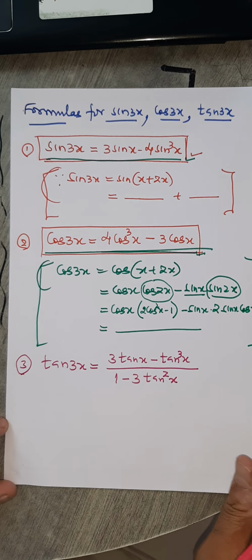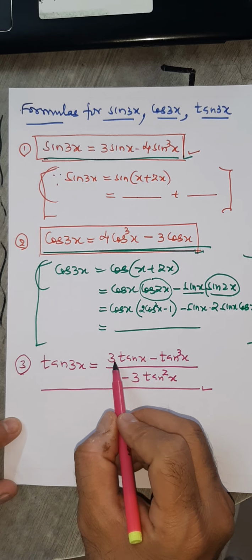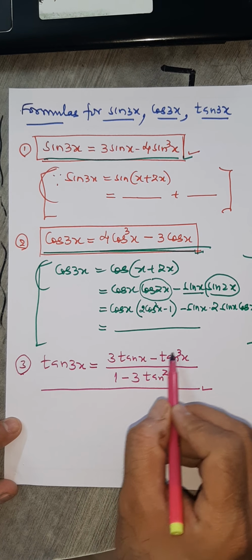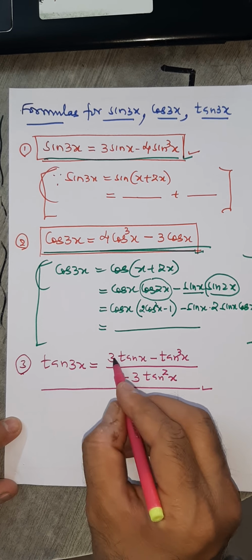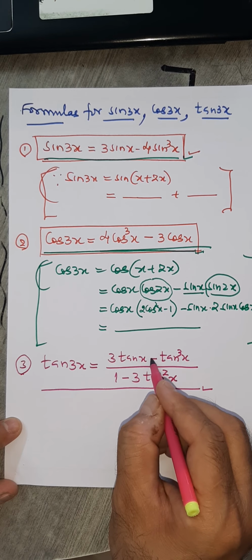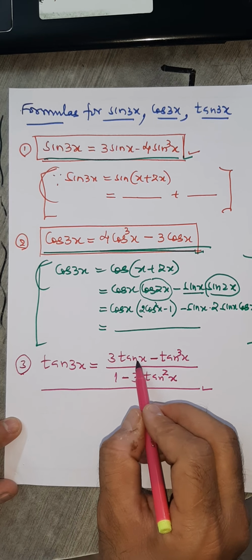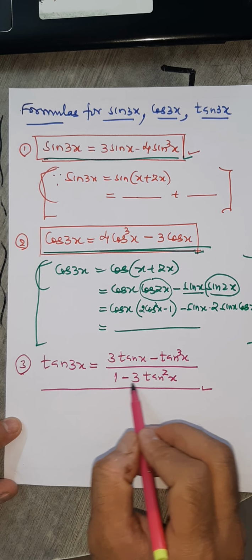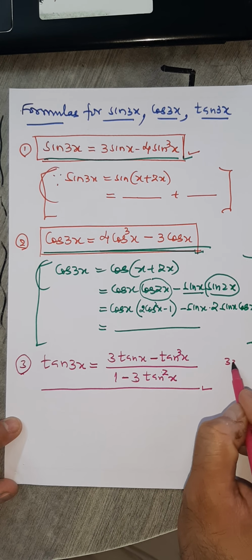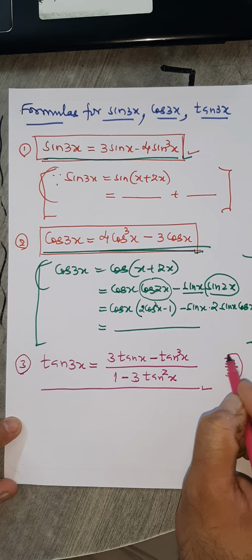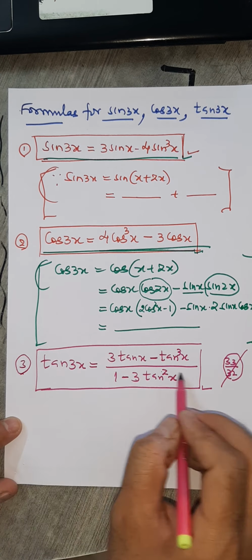Not difficult to remember, but you have to remember. Tan 3x is (3 tan x minus tan cube x) upon (1 minus 3 tan square x). Three upon three, two... at both the places you have a minus sign. That way you can remember. This is the formula for tan 3x.